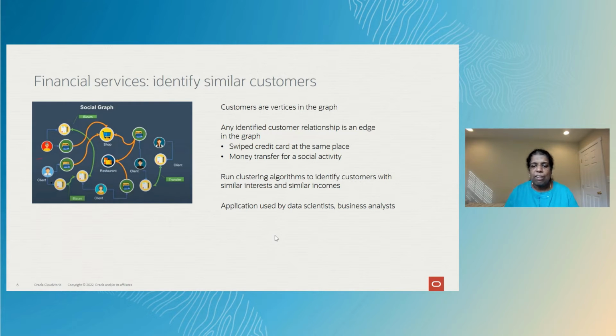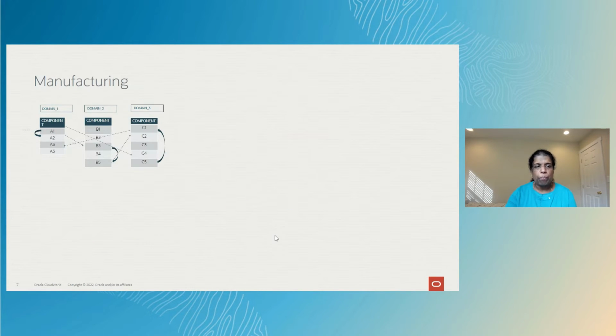And then you can run clustering algorithms to identify customers who have similar interests and similar incomes. And this gives customers a much richer view of their data, because you can identify similar customers by many different techniques. And this gives a new dimension and more accuracy in identifying customers who are similar to each other. And this particular customer has a very large graph of 400 billion vertices and 2 billion edges.